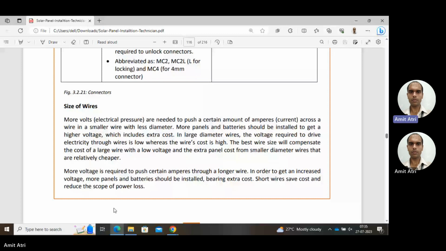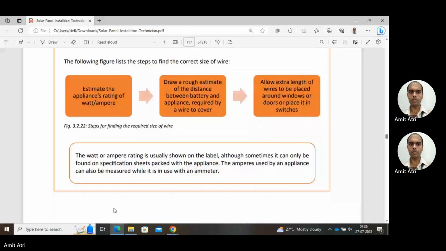So steps to find the correct size of the wire. So estimate the appliance rating, similar to the load calculation. So draw a rough estimate of the distance between battery and appliance required by the wire to cover. So the distance traveled. Okay, then allow extra length of wire to be placed around windows or doors or placed in switches. Okay, something for the extra length, maybe for the provision we are taking.